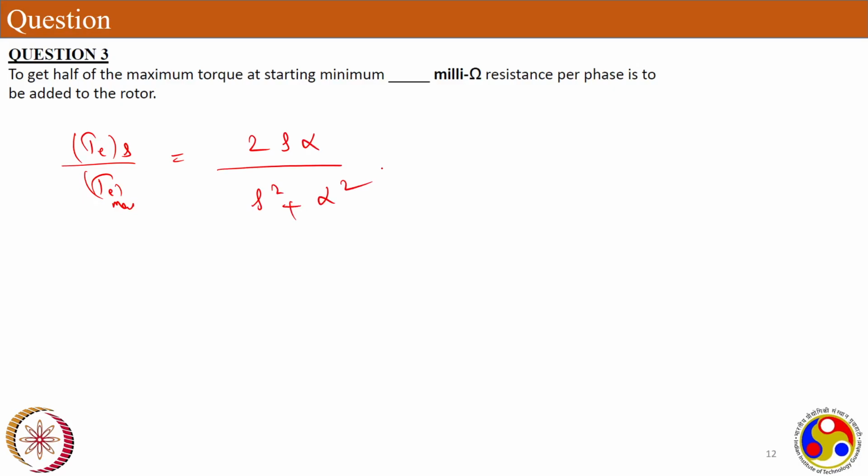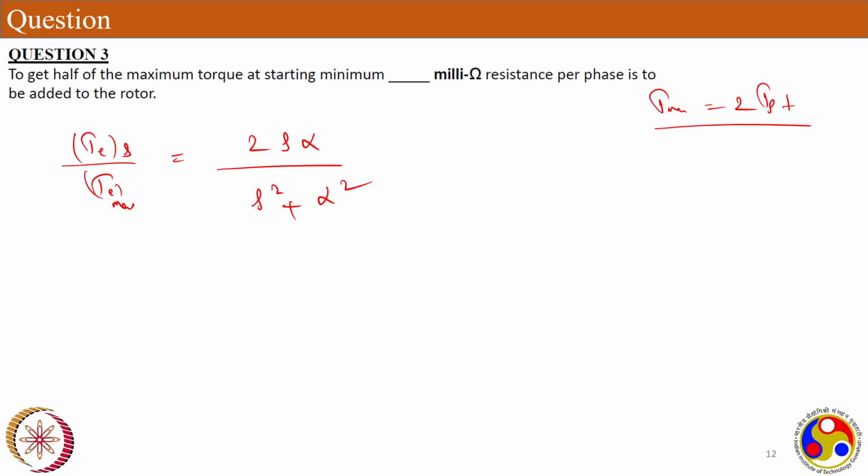Now they are saying that my T max will be twice the starting torque. So T max is equal to twice the starting torque, to get half of the maximum torque at the starting. Yeah, so this is twice it. Now, what is the minimum resistance to be added? Now, let's convert. 84, okay, that's good.